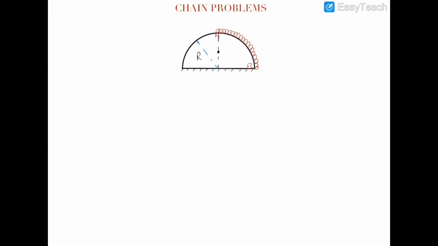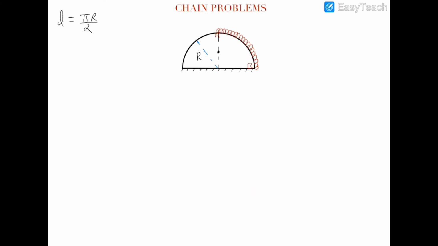In this question, there is a chain which has a length of pi r upon 2. You can see that the length of the chain exactly fits the 1/4 perimeter of this circle, and hence the length will be pi r by 2. Now this chain is held fixed by a screw at this point A, and when this screw is released, this chain will start to move down.